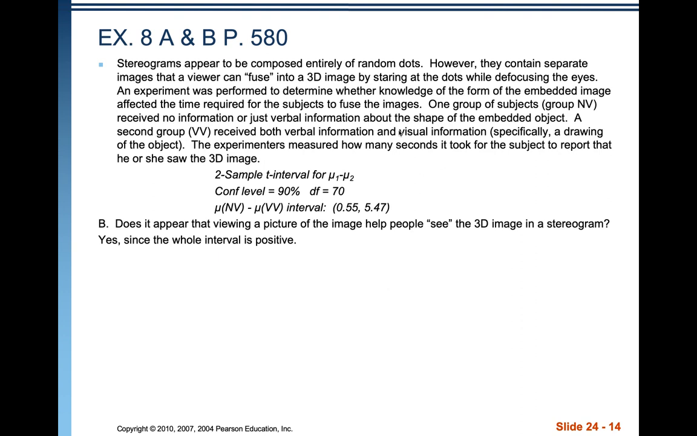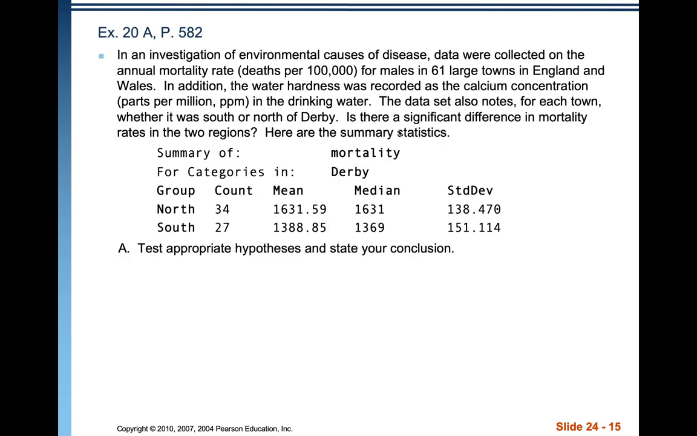So yes, if we were stating this more formally, we have significant evidence that there is a difference in the true average time it takes for people to recognize the object if they are given verbal and visual information. All right, last example, and we're just going to look at part A.